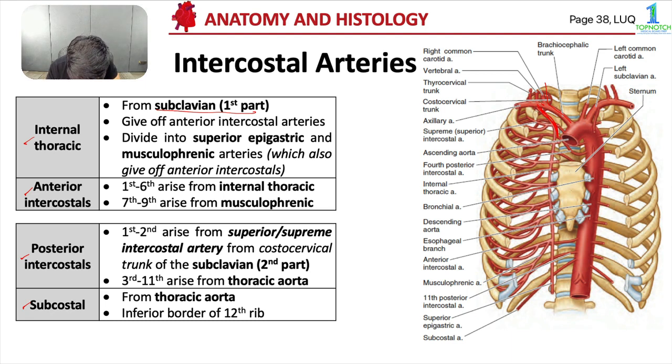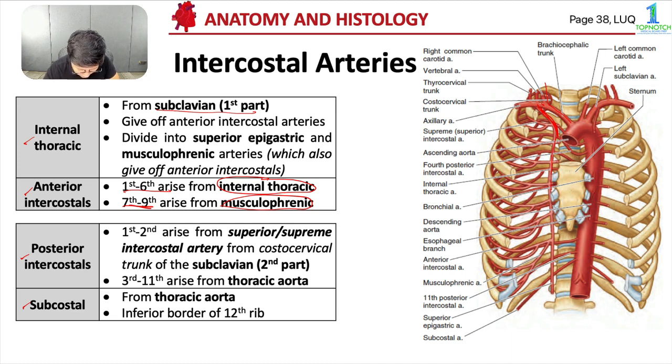And once it reaches your 6th rib, it divides into your superior epigastric and musculophrenic arteries, which also give off anterior intercostals. So your anterior intercostals, your 1st to 6th, arise from your internal thoracic, while your 7th to 9th arise from your musculophrenic. So kapag nag-divide na si internal thoracic, dun lalabas si 7th to 9th anterior intercostals.